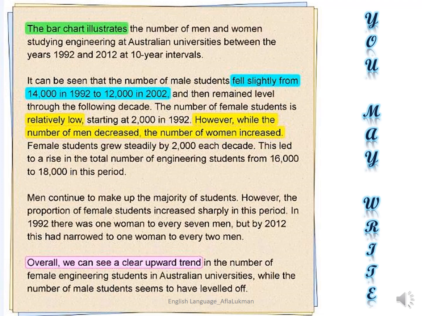Okay. So now here, this one is an example written. The bar chart illustrates the number of men and women studying engineering at Australian universities. So the first paragraph, it gives the introduction. And the second one, they have provided the information from the graph itself. And those colored lines, they are given for your reference. And the third one, they are comparing, and finally the last paragraph is the conclusion.